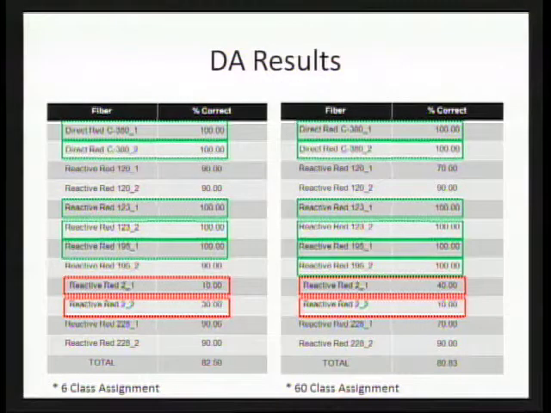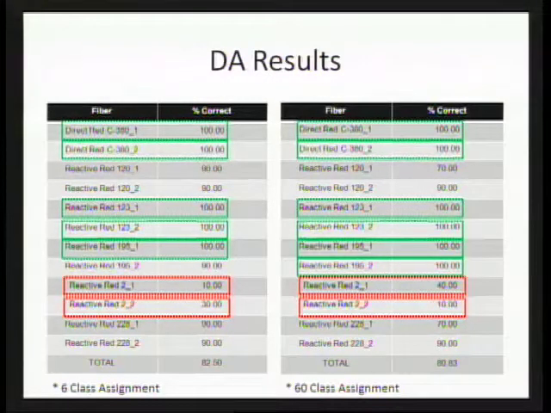Again, we have it classified according to 6 classes and 60 classes. The accuracy decreased when we gave each fiber its own class, from 82.5% to close to 81%. But again, you can see direct red C380 was classified correctly 100% of the time for both fibers. The same is said for reactive red 123, and even most of the time reactive red 195.